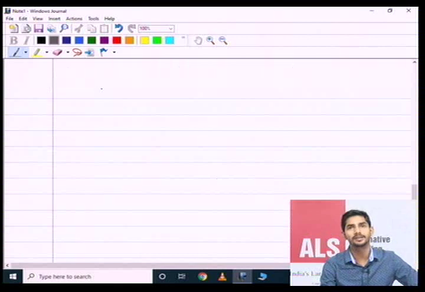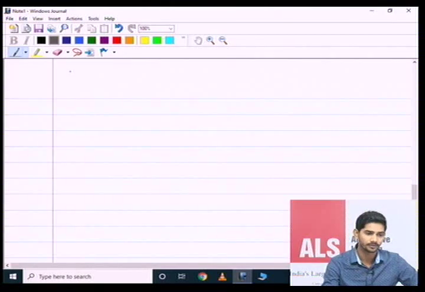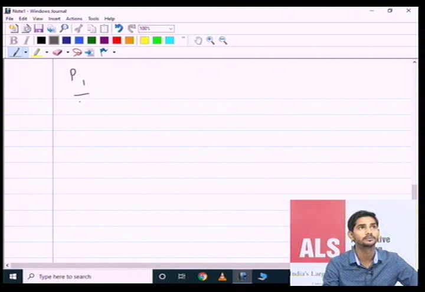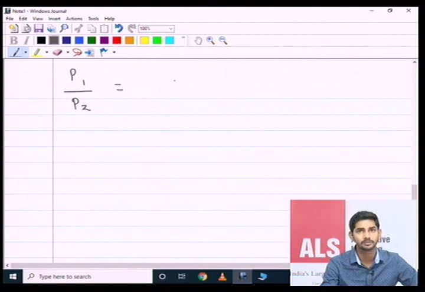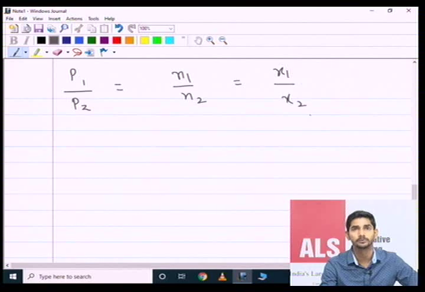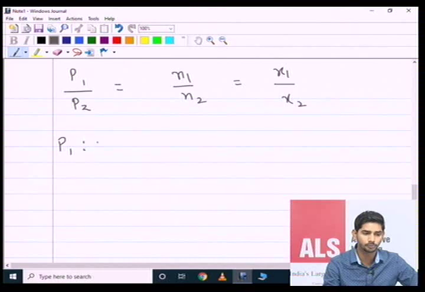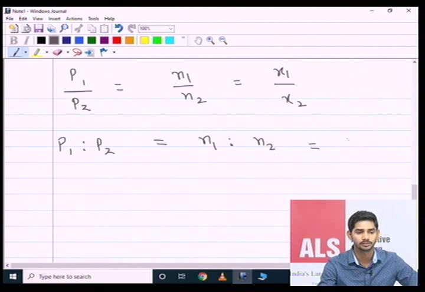Do you remember that in the last class we did one question? First of all, I told you to remember this relation. P1 upon P2 is equal to, I'm repeating, just look at the screen, P1 upon P2 is equal to what? N1 upon N2 is equal to mole fraction of 1 upon mole fraction of 2. I have already discussed this with you. Okay. I can write it like this as well. P1 is to P2 is equal to N1 is to N2 is equal to X1 is to X2. Okay.